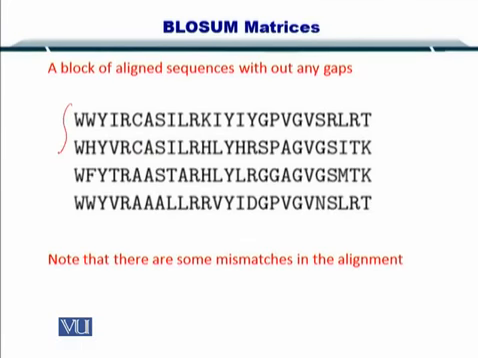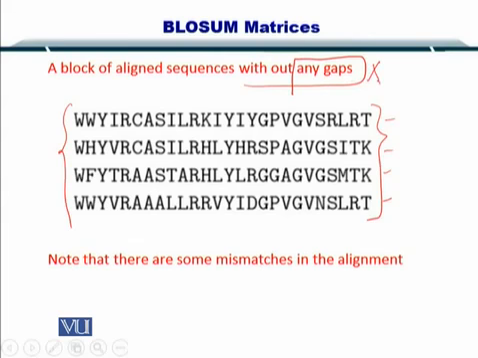So what does this block look like? Here is a block that is given for you. Note that in this portion of protein sequences 1, 2, 3, and 4, you do not have any gap. Gaps are not allowed, but of course there may be some mismatches. For instance, G is replaced by an N or S as shown here, as well as some other substitutions. The only thing that you need to remember here is that in a block only gaps are not allowed. Matches and mismatches are fine with us.